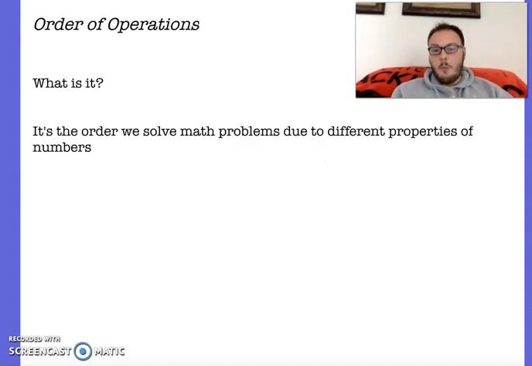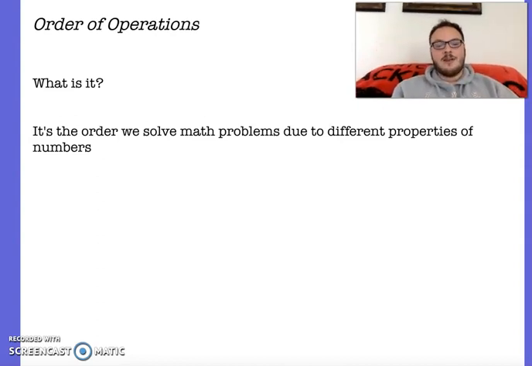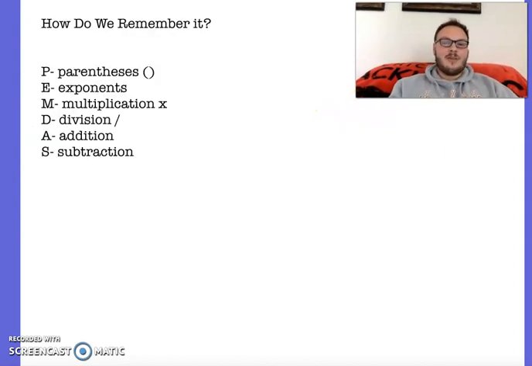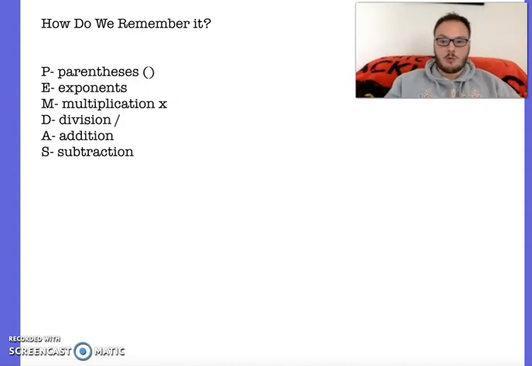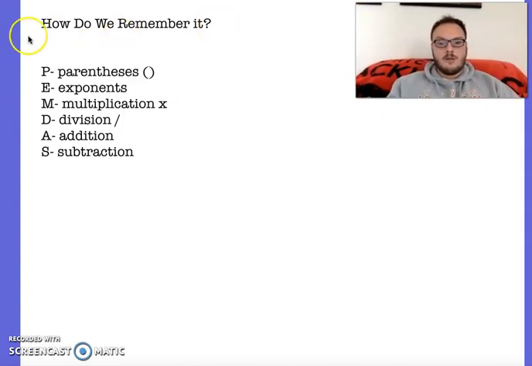So order of operations, what is it? The order of operations is the order we solve math problems due to different properties of numbers. Yes, numbers have different properties, but the order of operations helps us keep everything in line and allows us to solve it in a proper order, just like it sounds. So, with that being said, this is how we remember it. We remember it by using the mnemonic device PEMDAS, and this stands for parentheses, exponents, multiplication, division, addition, and subtraction.